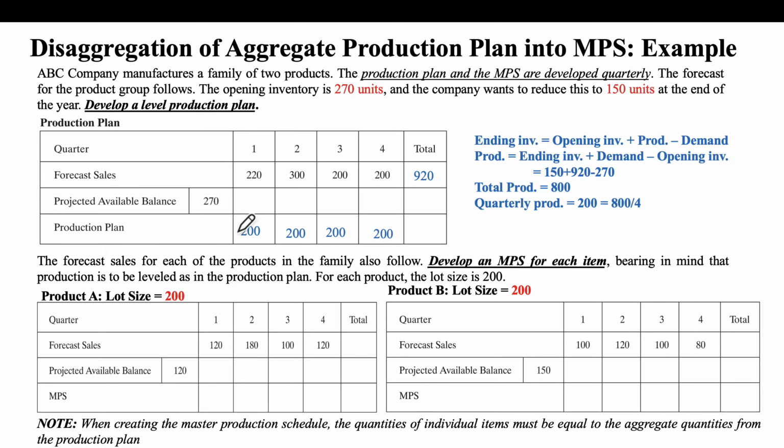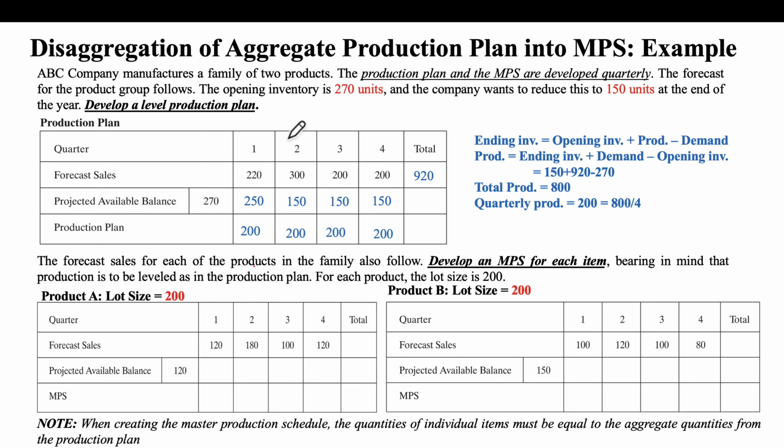So this 200 plus 270, which is 470, 470 minus 220 is equal to 250. And then for the next period, 200 plus 250 is equal to 450, 450 minus 300 is equal to 150, and then 200 plus 150 is equal to 350, 350 minus 200 is equal to 150. And then 200 plus 150 is equal to 350, minus 200 is equal to 150.